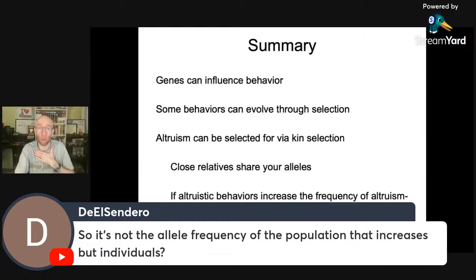And even if that costs me my own fitness, whatever the magnitude of that decrease is, the magnitude of the increase in my relatives is greater. So those alleles still increase in frequency in spite of that cost. Did that answer the question? Did that clarify for everybody? Let me know if that clarified.